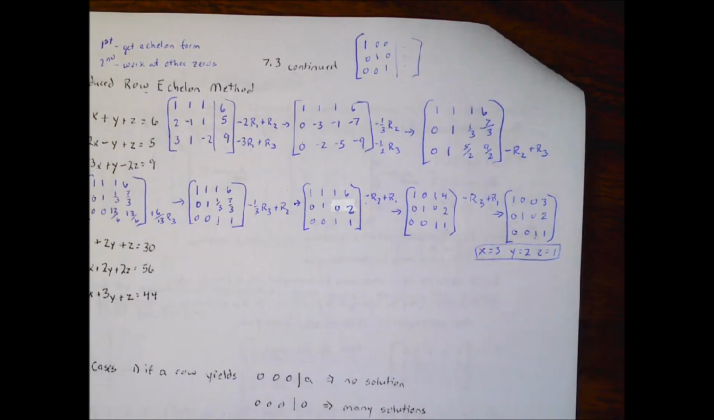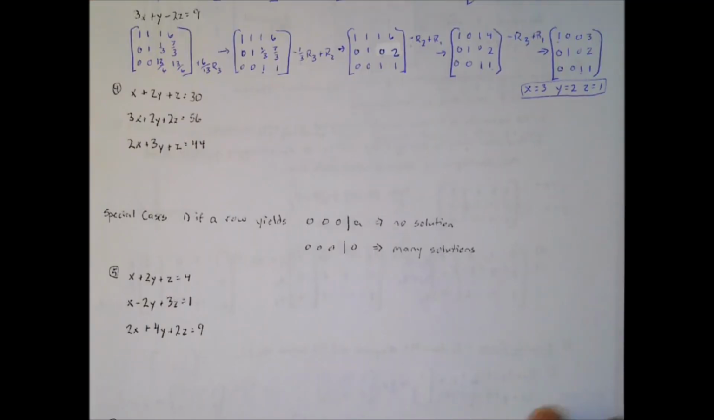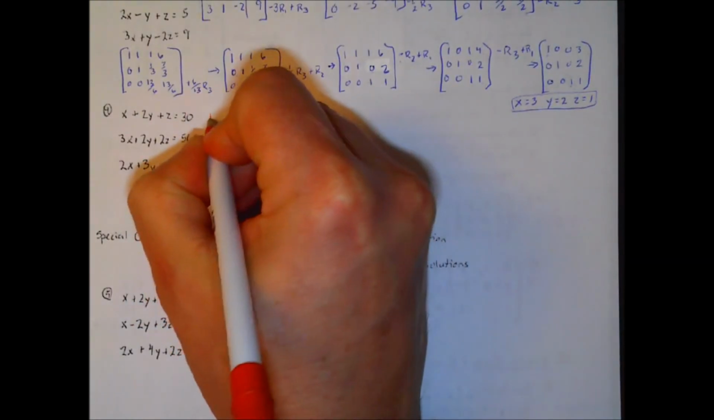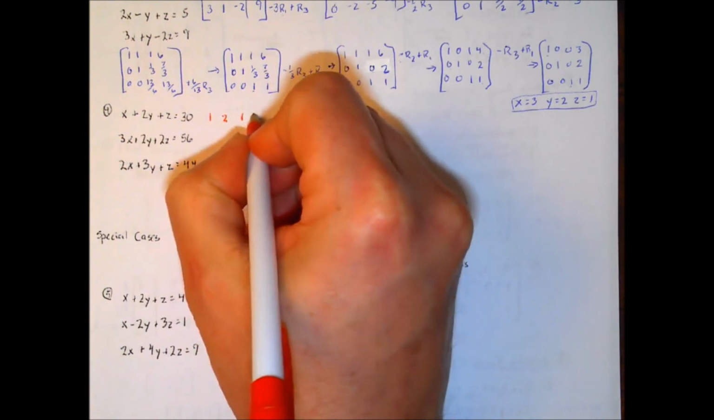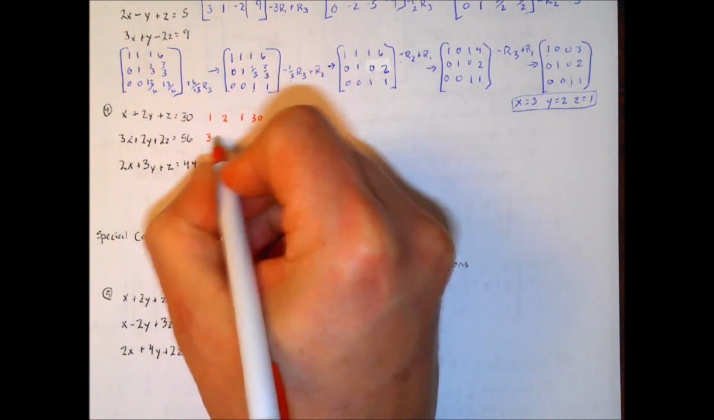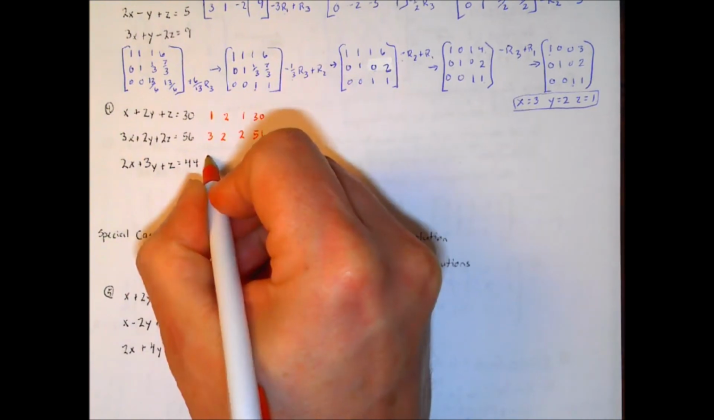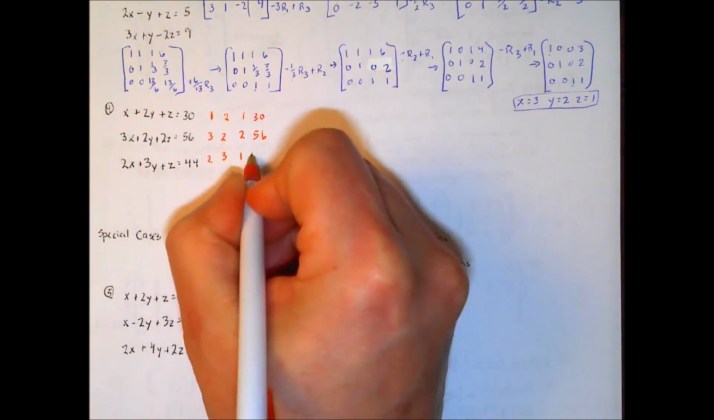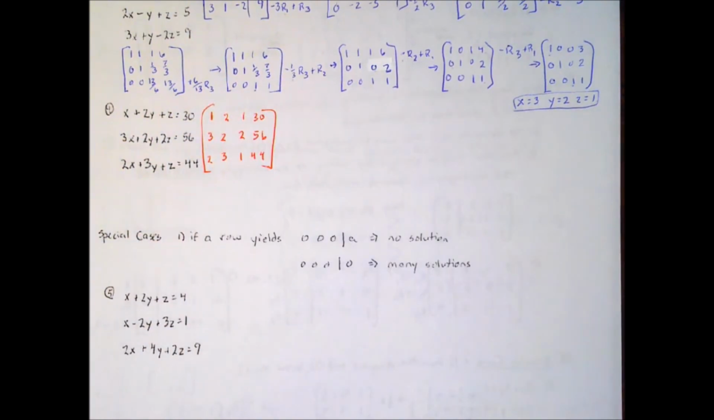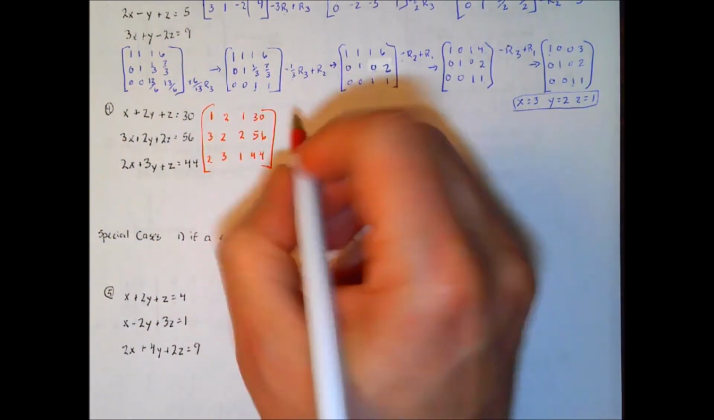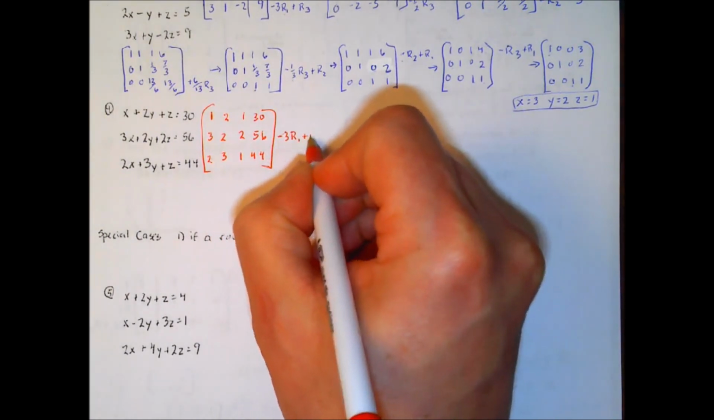Okay, number 4, we'll start by making our augmented matrix. 1, 2, 1, 30, 3, 2, 2, 56, 2, 3, 1, 44. Okay, so we'll get the echelon form, get this and this to be zeros first. So I'm going to take negative 3 times row 1 and add that to row 2. And negative 2 times row 1 and add that to row 3.